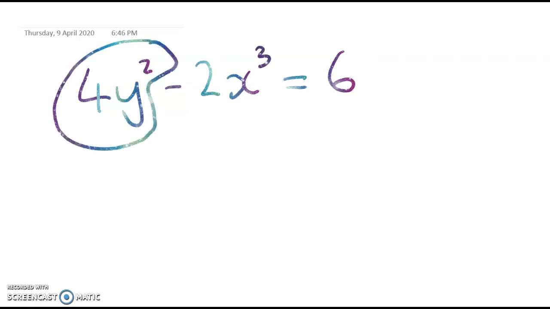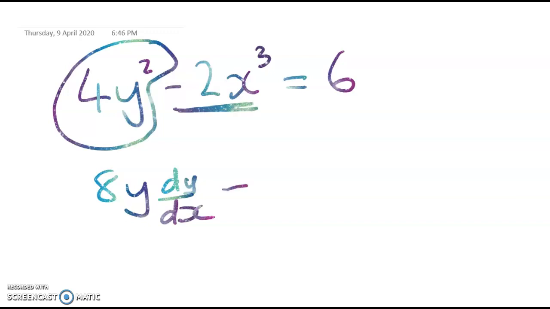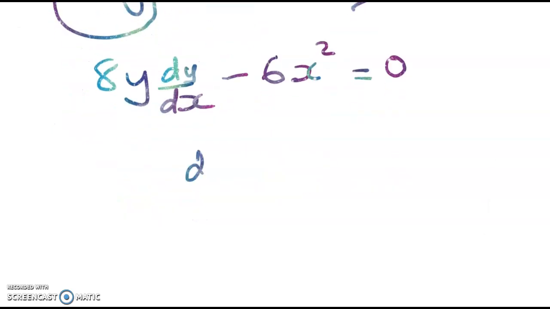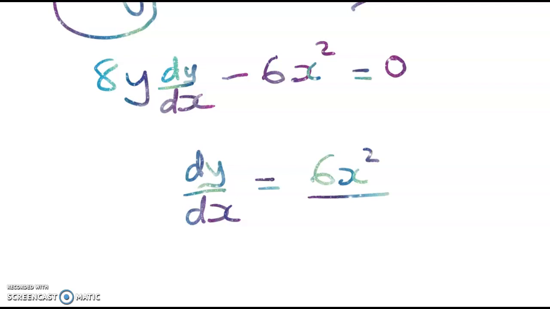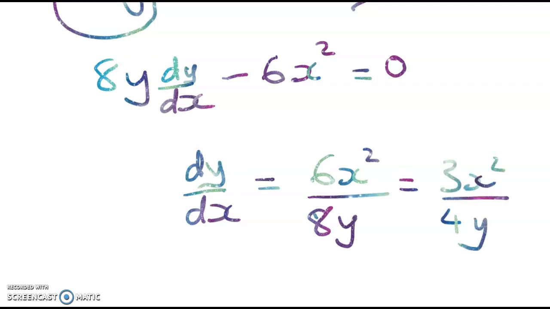So differentiating with respect to y, I get 8y, and I have to multiply by dy by dx. This next term differentiates to give me minus 6x squared, and the 6 differentiates to give me 0. The last step is always rearranging to make dy by dx the subject of the equation. And we've got, what have we got here, over 8y, and cleaning that up gives me 3x squared over 4y. So that's the first one done.